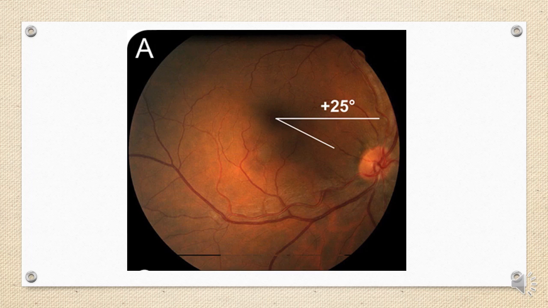When you do a fundoscopy, you can easily appreciate the amount of torsional deviation which is present, and the eye will be in an intorted state. This is a patient whose right eye has been examined with fundoscopy. The fovea should be somewhere here, but because of the intorsion, the eye has gone into intorsion, and you can easily appreciate it from the angle which is present here.